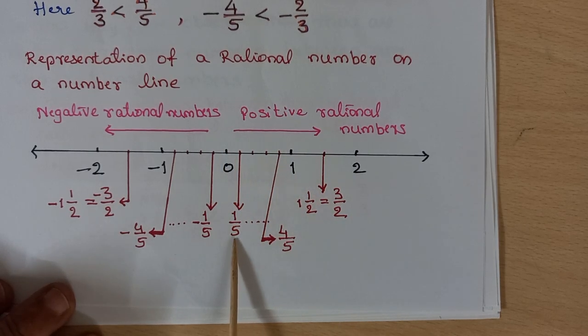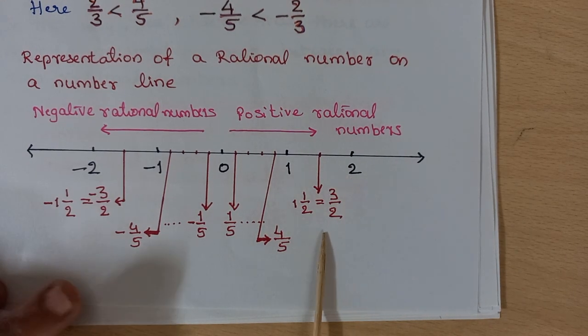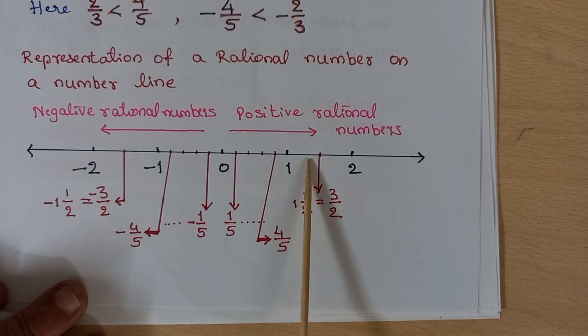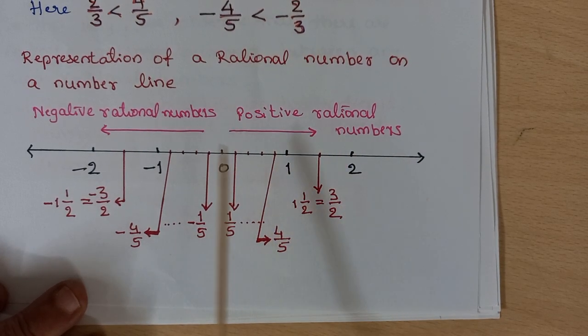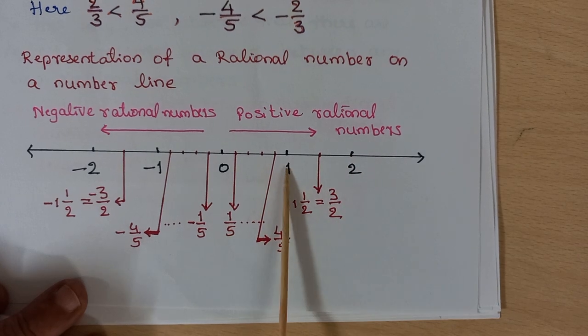1 by 5 is a part of a whole between 0 and 1, and 1 and a half, that is 3 by 2, is greater than 1 and smaller than 2. Therefore it comes between 1 and 2. We make equal parts among the whole part and we represent that number on the number line.